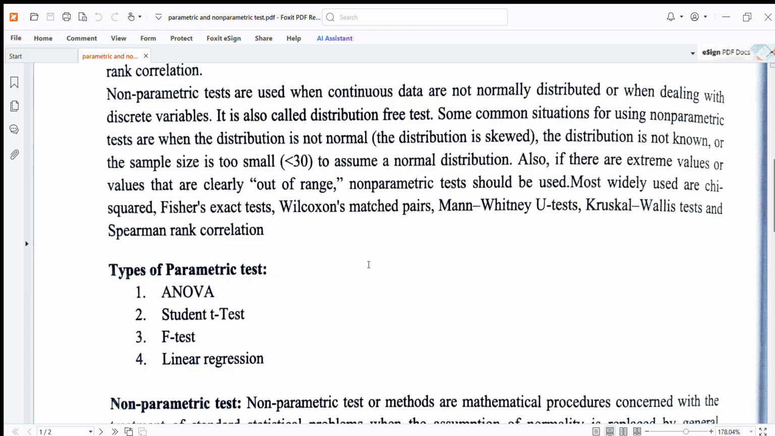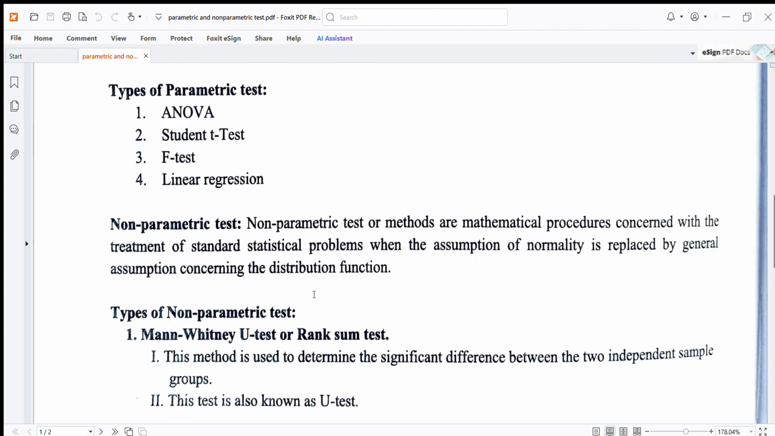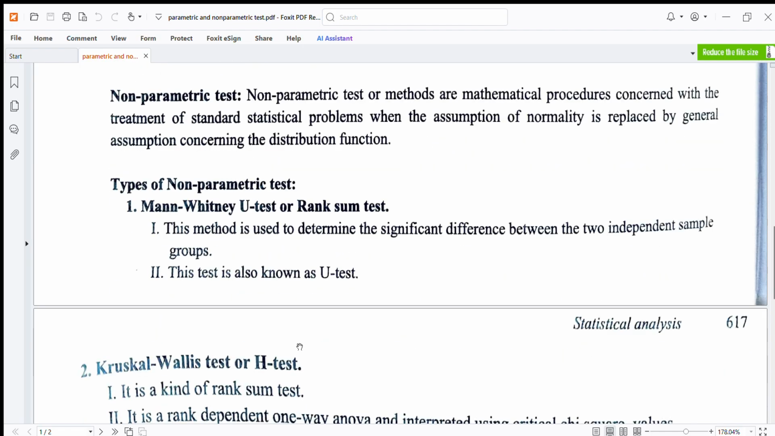Types of parametric test: earlier we explained that parametric tests are ANOVA, student t-test, F-test, and linear regression. Non-parametric tests are methods or mathematical procedures concerned with the treatment of standard statistical problems when the assumption of normality is replaced by a general assumption concerning the distribution function. Types of non-parametric test.